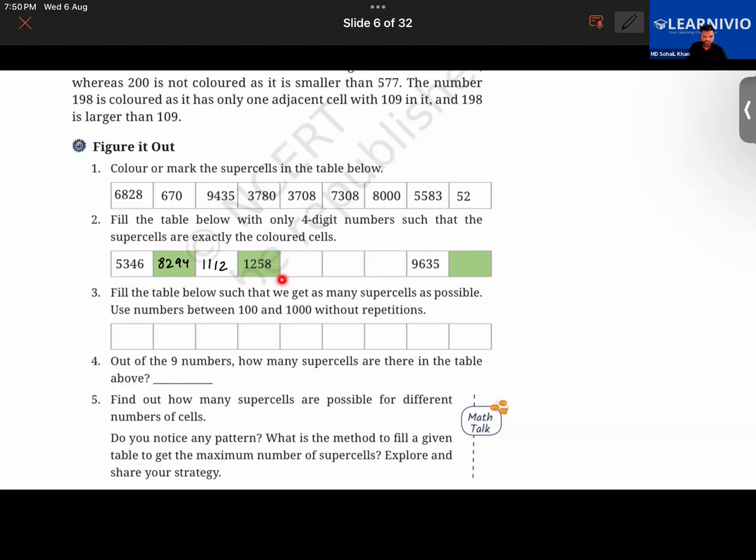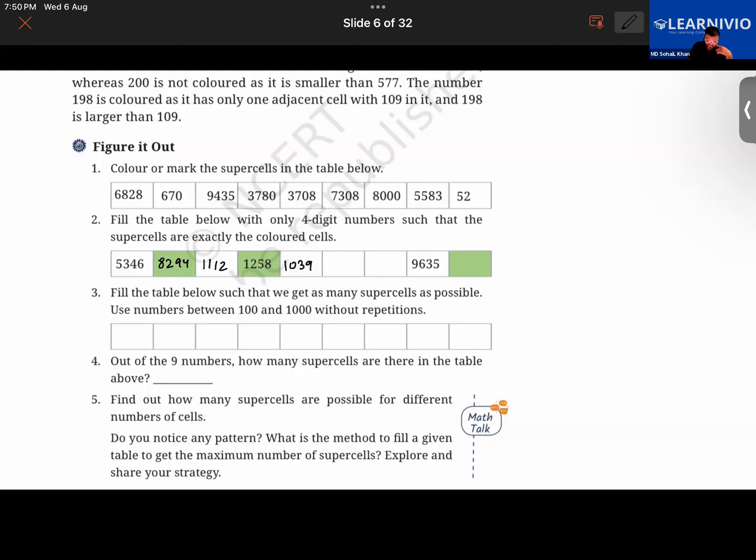Okay, then beside 1,258, a less number than that number. So 1039 we can write down this. Then any number but it has to be greater than 1039.